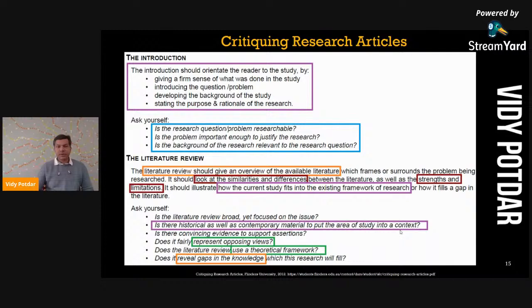All right, now let's go to the next section, which is on the introduction. So we are now evaluating or criticizing the literature. We are now evaluating the introduction and the literature review. Let's see what we should look for in those sections.